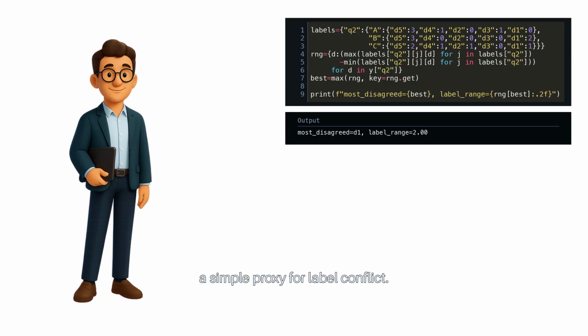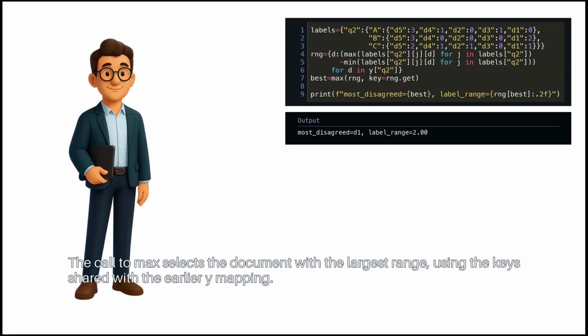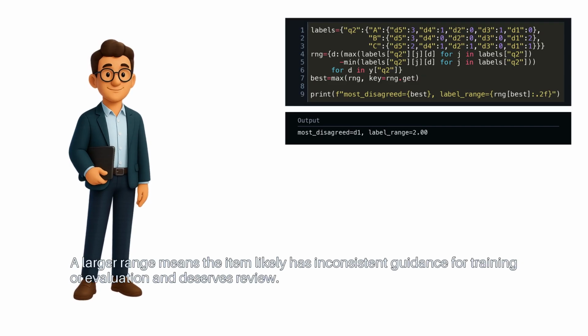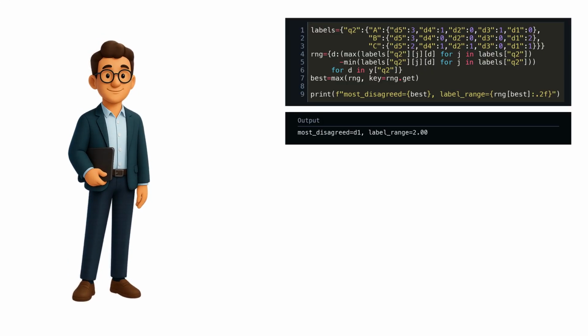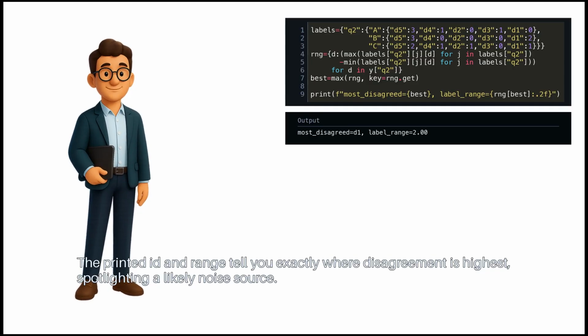proxy for label conflict. The call to max selects the document with the largest range, using the keys shared with the earlier Y mapping. A larger range means the item likely has inconsistent guidance for training or evaluation and deserves review. The printed ID and range tell you exactly where disagreement is highest, spotlighting a likely noise source.